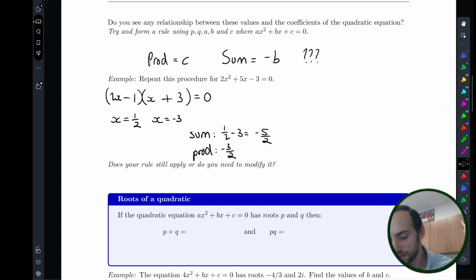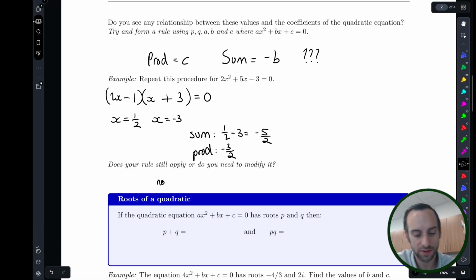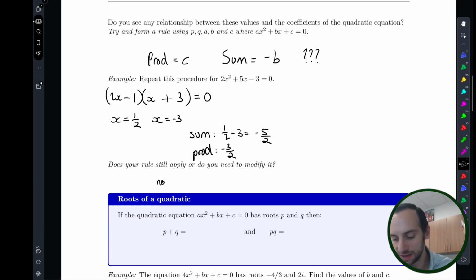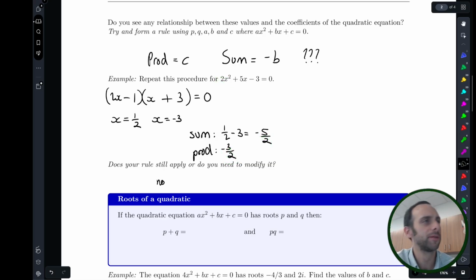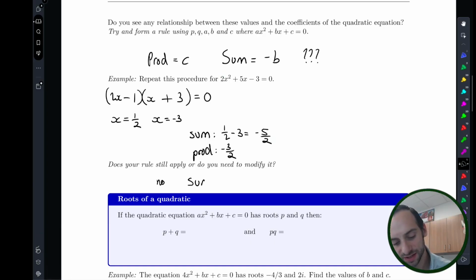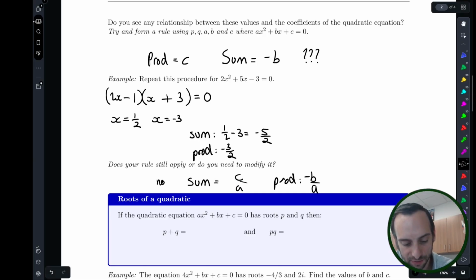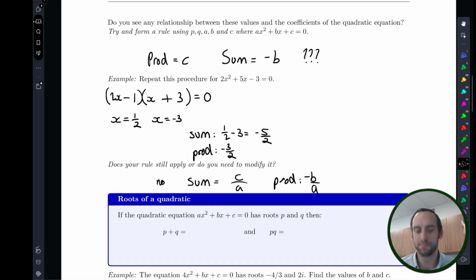Okay. So does our conjecture, our prediction still apply? Is this product C and the sum negative B? Okay. The answer is no, and we just need to modify it a little bit. So we need these to be over 2, and where might that 2 have come from? Well, it looks like that was the A value. Okay. So it actually looks like the sum of our roots is negative C over A, and the product of our roots, I believe, is negative B over A. Oop, our sum doesn't have the negative. Let me take that negative off. Sum is C over A, product of negative B over A.